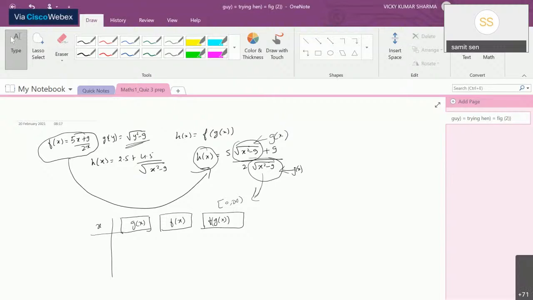You cannot take it simply in this way. So when you're taking it, g of x should not be equal to 0 in f of x. That's it. g of x should not be 0 because that's in the denominator.